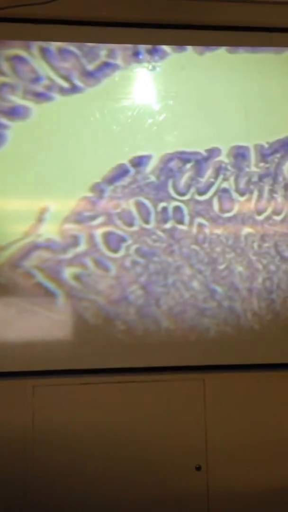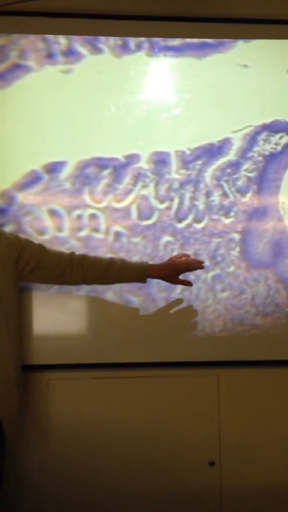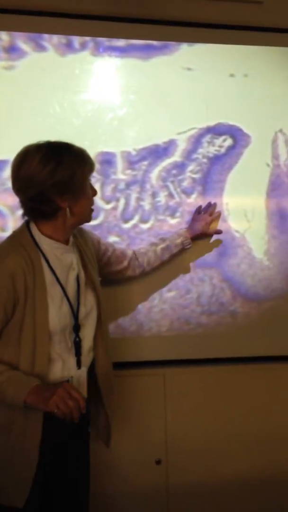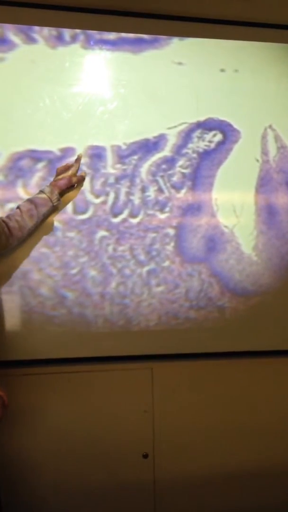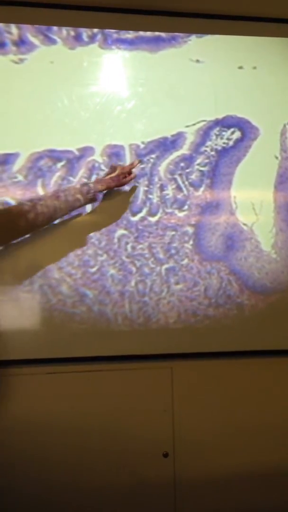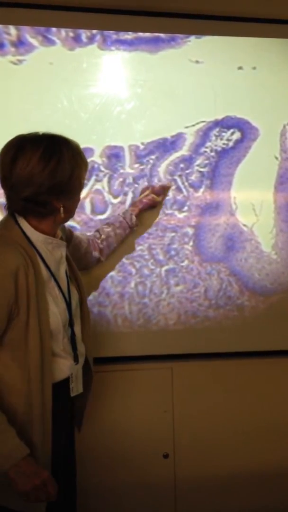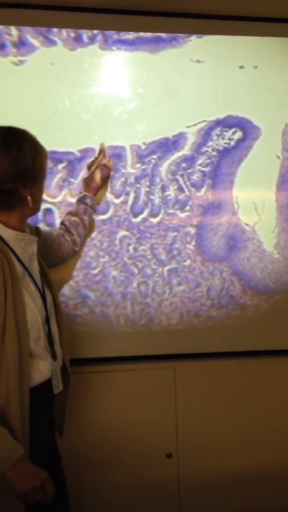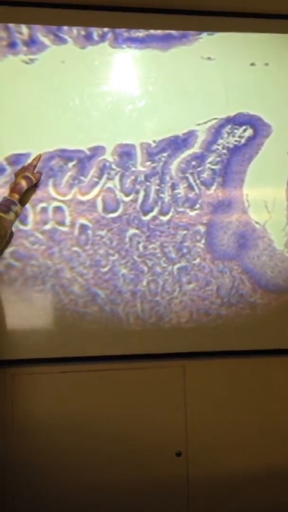So the magnification, closer to the magnification, and again, close because of the camera. But stratified squamous, right? And then we're going to come over, and we're going to see simple columnar with a gastric pit moving into gastric glands. Gastric pit, gastric pit, gastric pit.